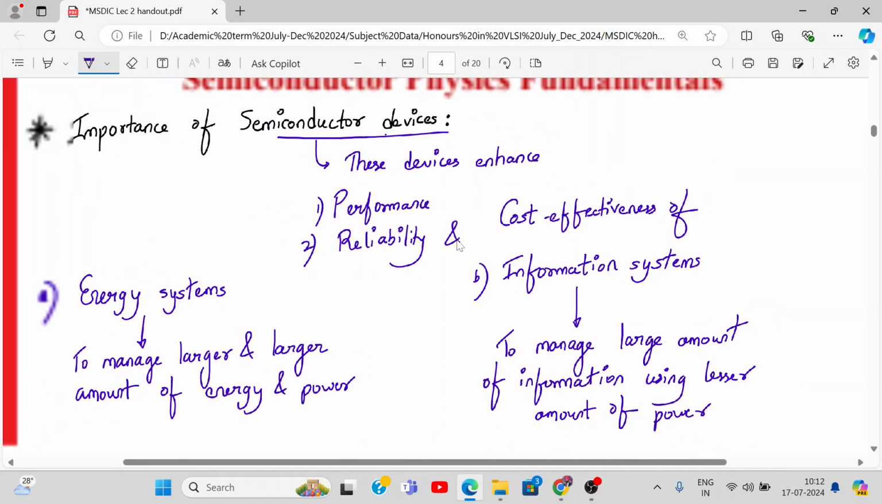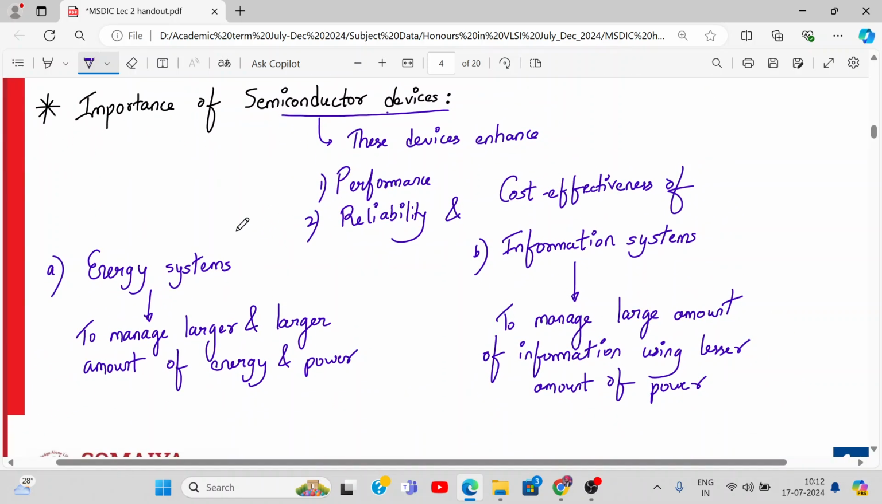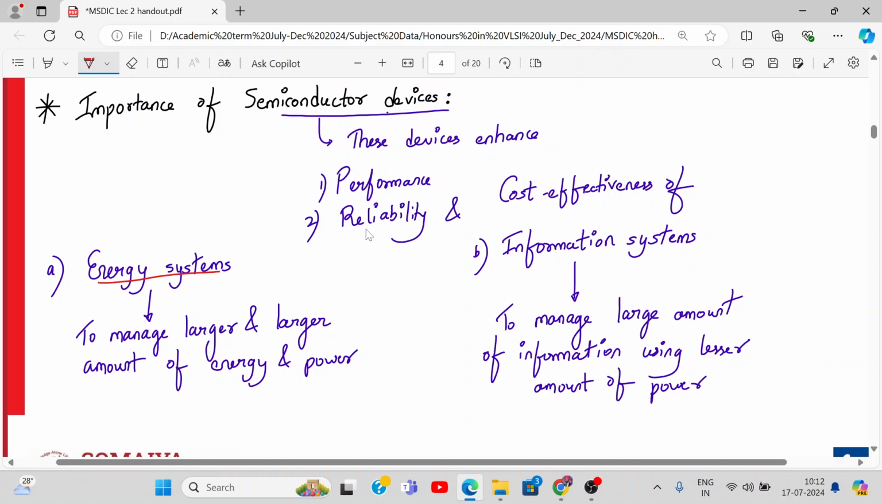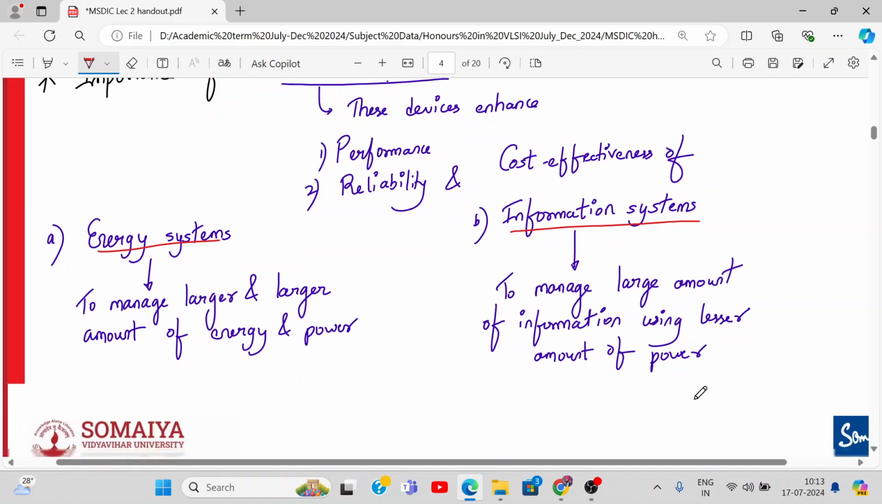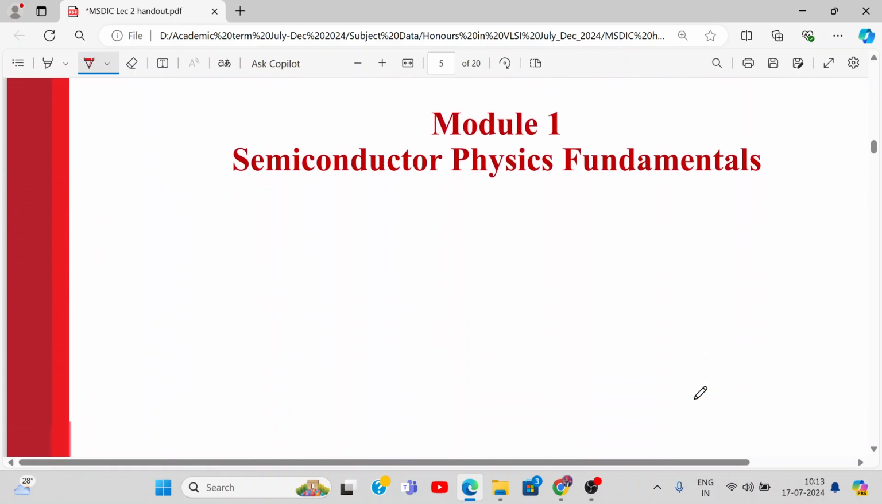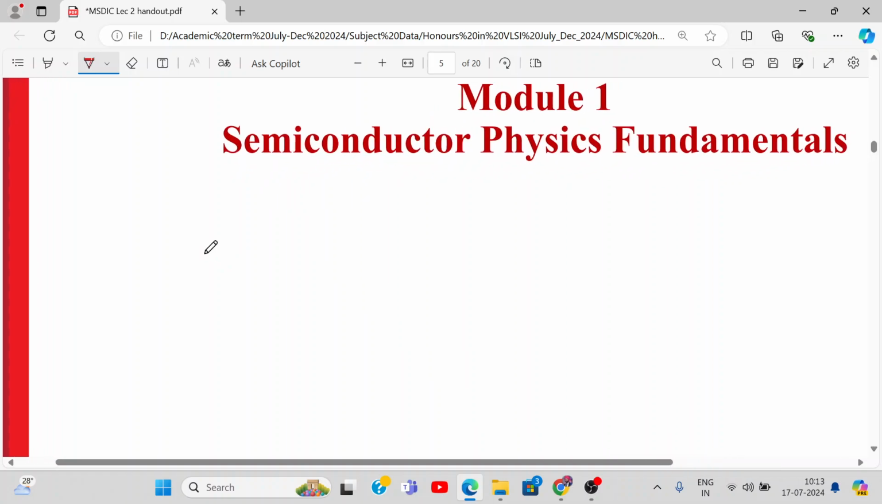So in brief, this is the importance of semiconductor devices: they enhance performance, reliability, and cost effectiveness of two systems, which are energy systems and information systems. From the energy systems perspective, we have to manage larger and larger amounts of power and energy. From the information systems perspective, we have to manage a large amount of information using lesser amounts of power. Next, we'll briefly see the course objective of this subject.